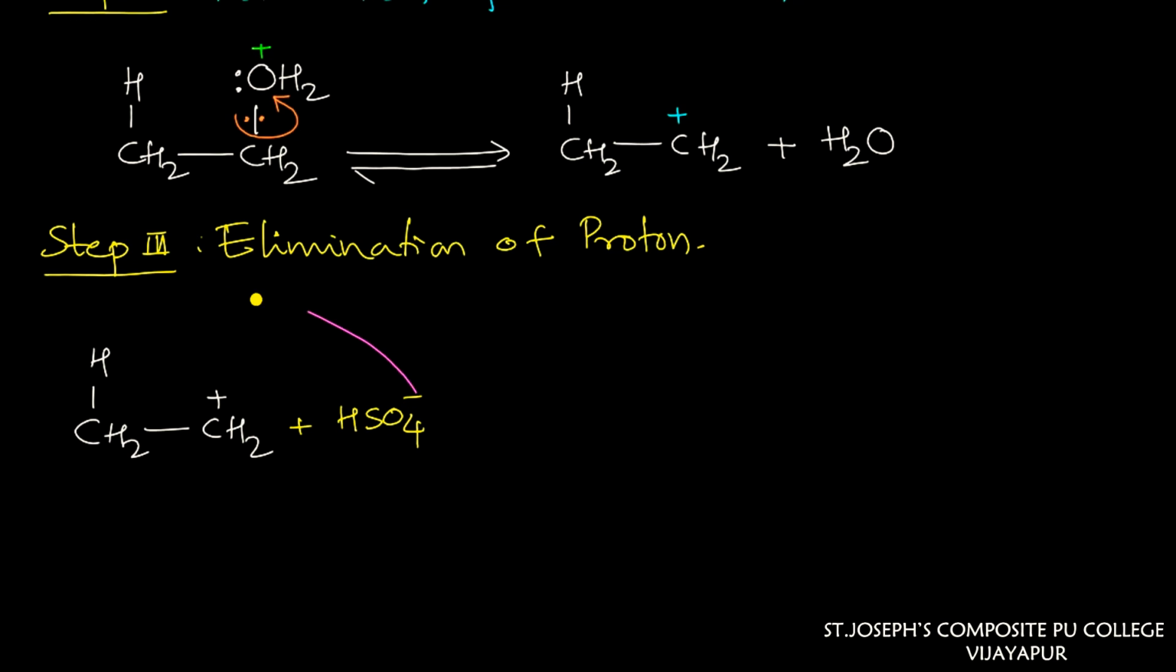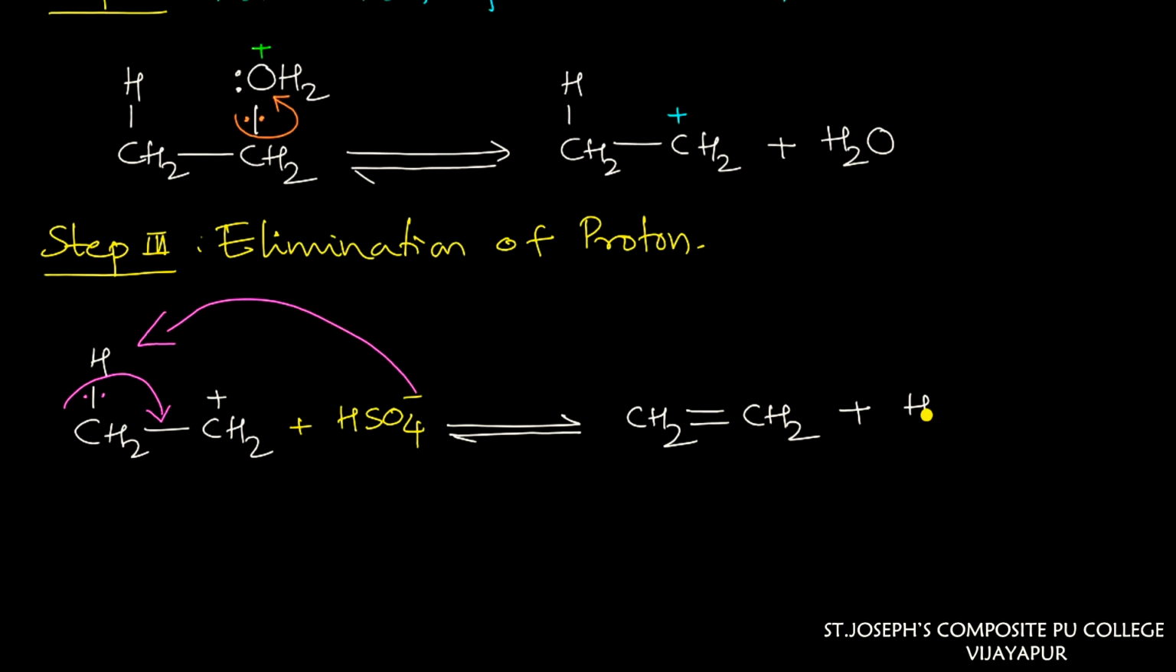So this negative charge takes this proton. At the same time, the bonding electrons which exist between the hydrogen and carbon migrate between the two carbons, and by that we get the product. That is also a reversible reaction, and we get CH2=CH2, which is the alkene, and along with that we get H2SO4. This is sulfuric acid, and it is regenerated in this reaction. Therefore, it acts as a catalyst.